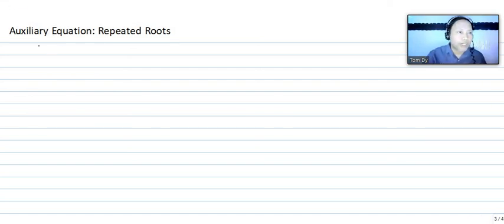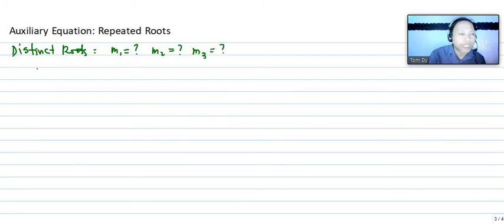This time we have our discussion about auxiliary equation with repeated roots. So this is in continuation with our discussion about auxiliary equation with distinct roots. Now take note, in an auxiliary equation with distinct roots, we have our m sub 1, we have the value of m sub 1, our m sub 2, we also have the value of m sub 2, and then let's say m sub 3, we have also the value of m sub 3 in distinct roots.